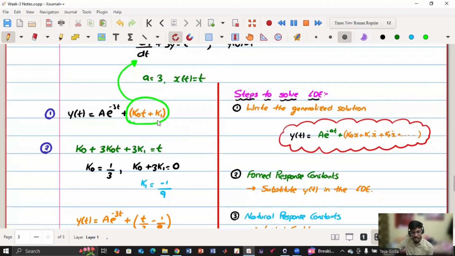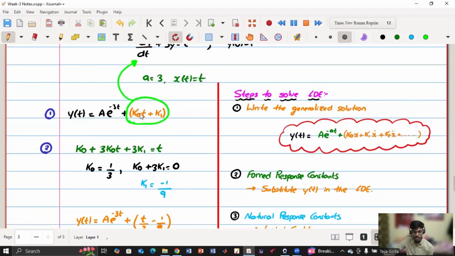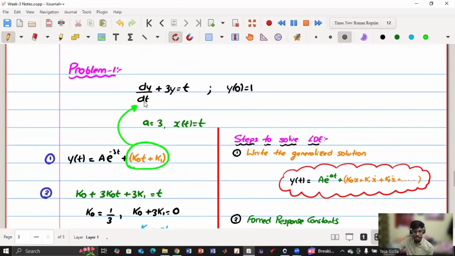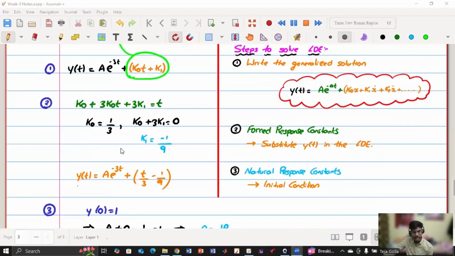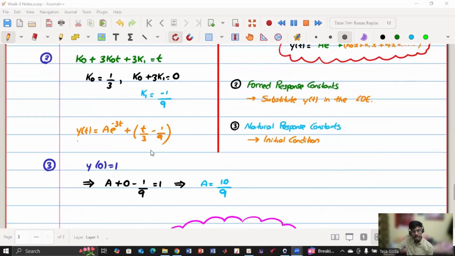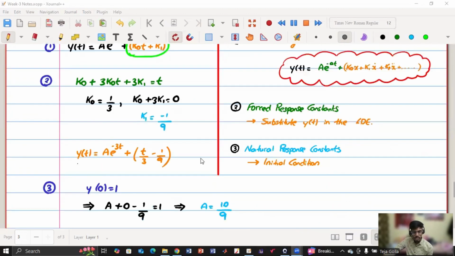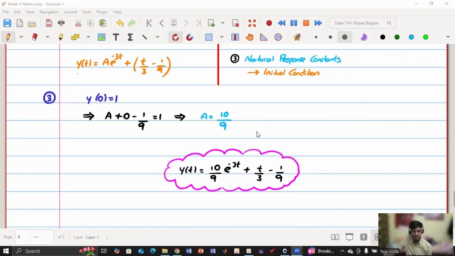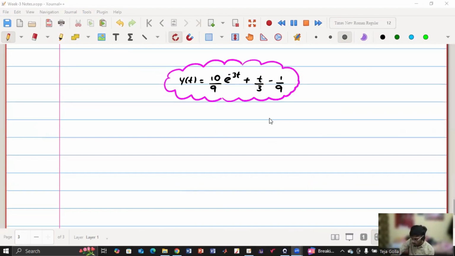So first I got the generalized expression. Now I have to get the constants. One is the forced response constants, which are K naught and K1. The other one is the natural response constant, which is A. First, I'll solve for the forced response constants by substituting the forced response in the original differential equation. Then I compare the coefficients of t and the constant terms, and solve for K naught and K1. Then I'll solve for the natural response constant by substituting the initial condition, y of 0 equals 1. So once I do that, I got A, and I got the entire solution. I hope it is clear for everyone. Do you have any queries before we go to problem number 2?